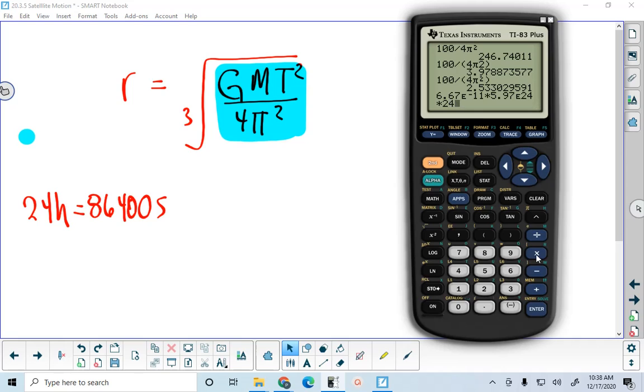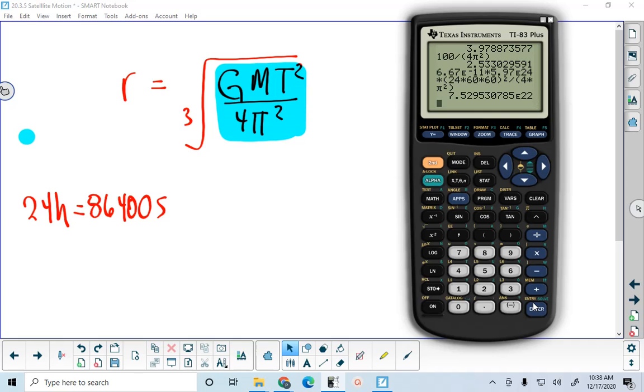So you could do that on the side, or what I was just going to do is put times 24 times 60. Well, I need brackets because I have to square it. 24 times 60 times 60. I have to square that t. So there's my g times m times t squared. I need to divide by, in brackets, 4 times pi squared. I will double check all of my entries because there's a lot of numbers here, but I get this number. Does anybody else get that number? Okay, good.